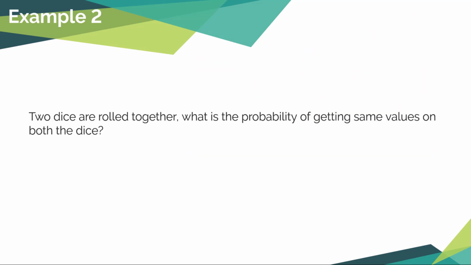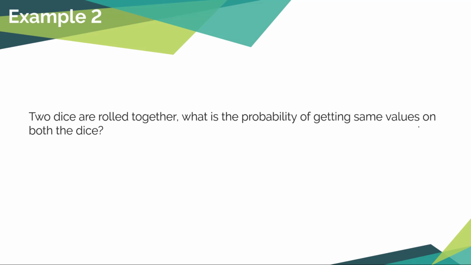Now the next example is about dice, and here we have two dice which are rolled together, and we are interested in getting the same value on both the dice, right? That means getting 1 on both of them, 2 on both of them, etc.